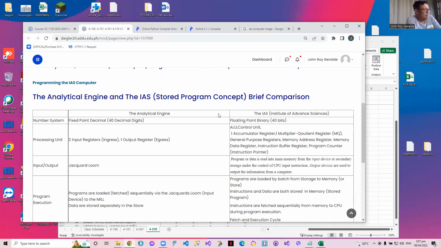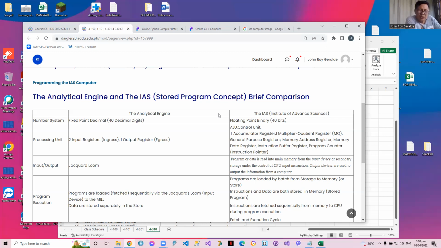Okay, so in the IAS, it's split into 2. We look at the registers later. For the input and output, we know that the analytical engine uses a Jacquard loom. So doon galing yung mga instructions. For the IAS, program and data is read into main memory first, which means it may come from an input device like a tape drive, and they can be stored back to an output device like a punch card.